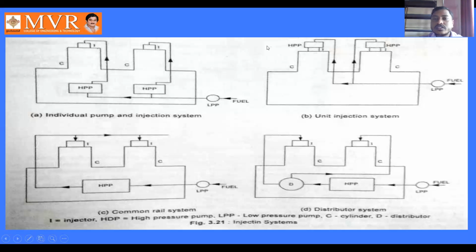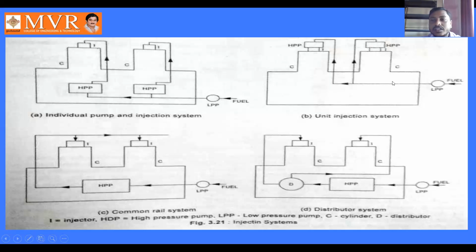In the unit injection system, we can observe a high pressure pump unit. Here we can observe the fuel injector is here and the high pressure pump is here. But coming to the unit injection system, the high pressure pump as well as the fuel injector are at the same place. We are considering the cylinder, the fuel injector and high pressure pump as one unit. This is one unit and this is the other unit.